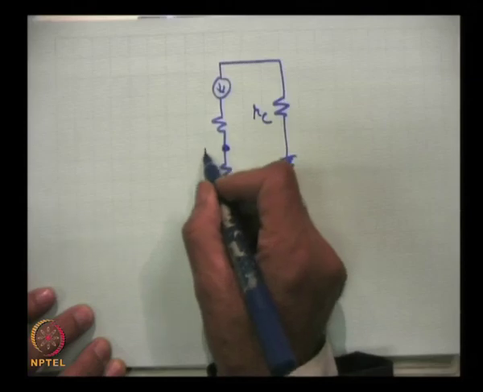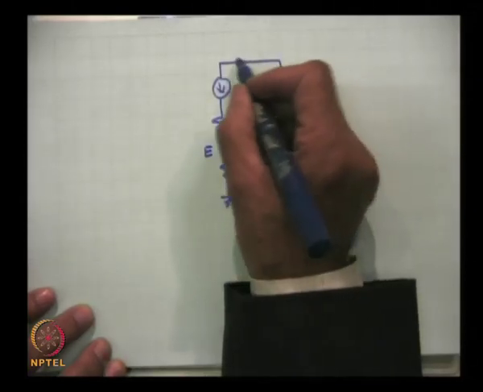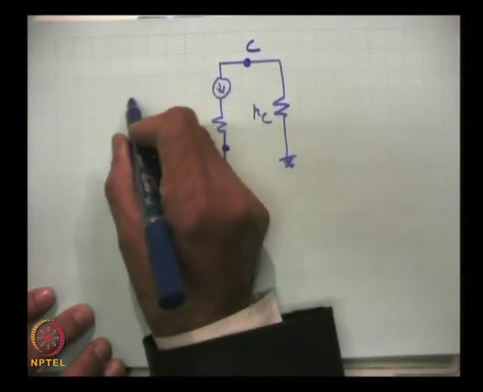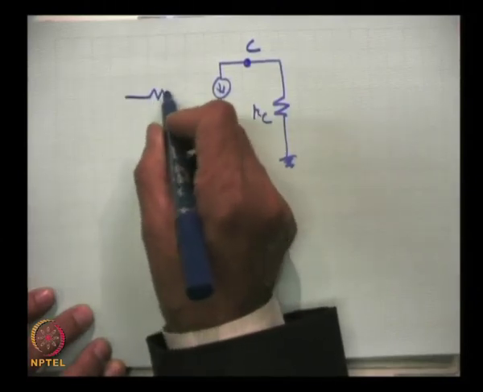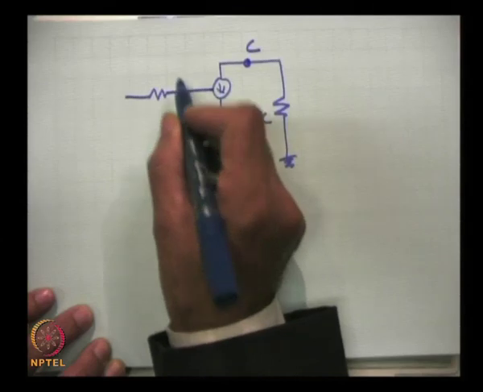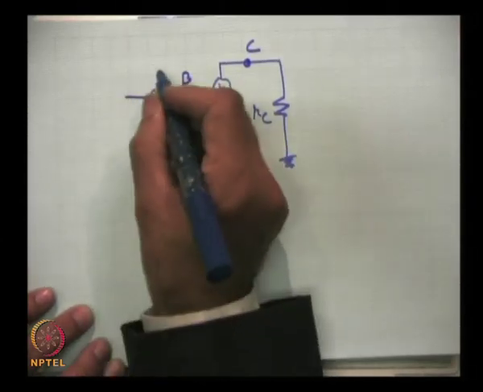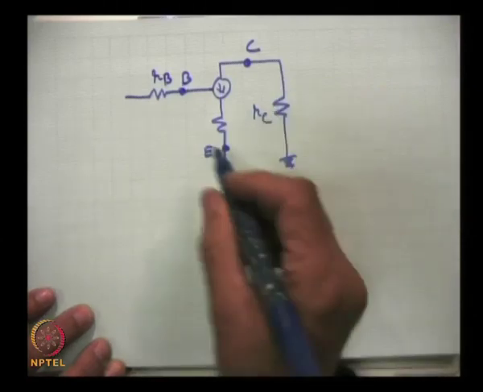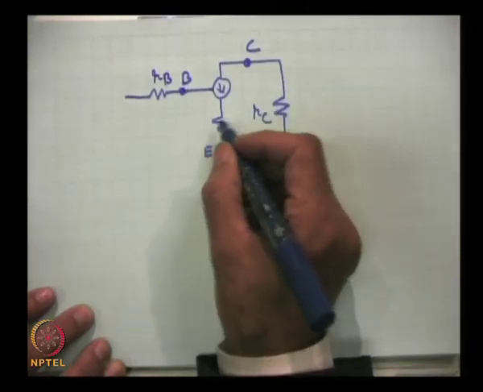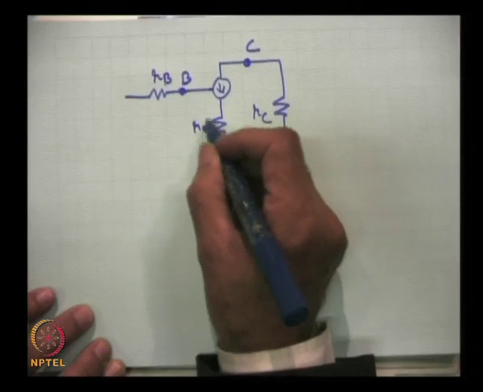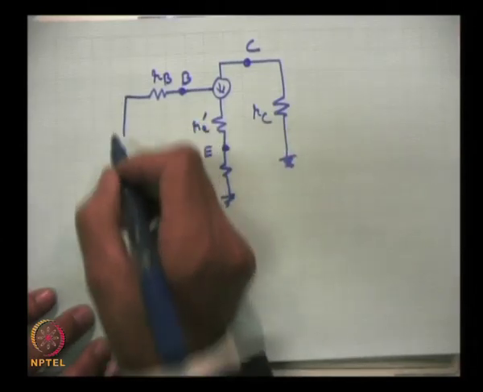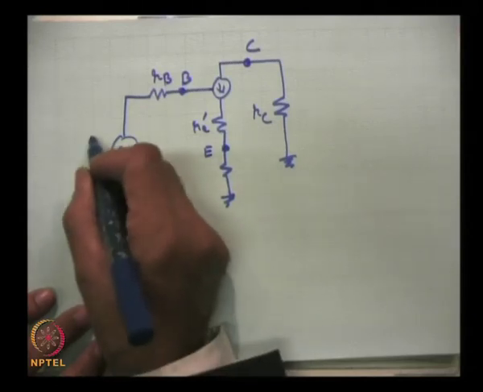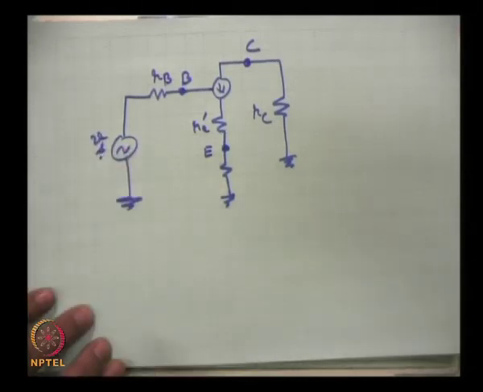This is the ammeter lead, this is the collector lead, and this is the base lead. This is RB, this is RC, and this is the dynamic resistance RE prime, and here this is our AC voltage source Vs.